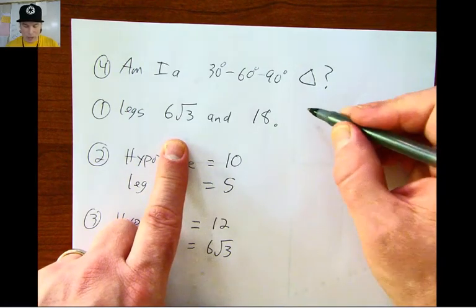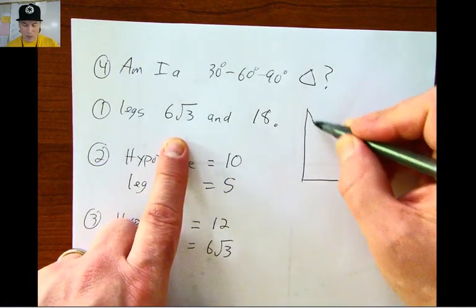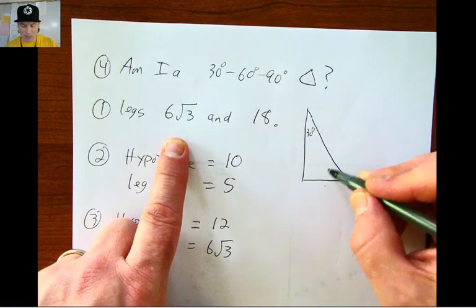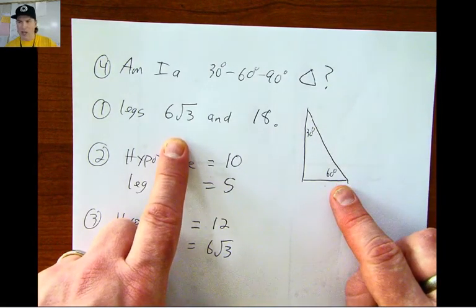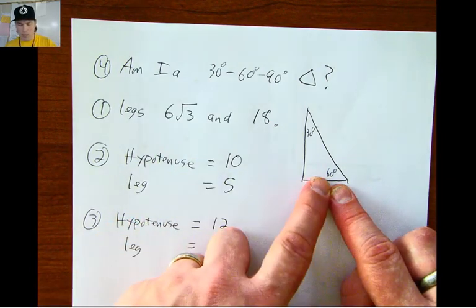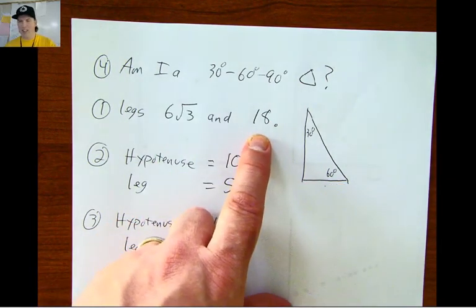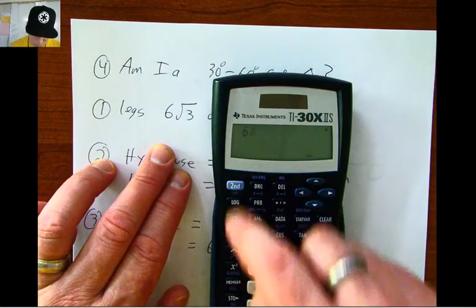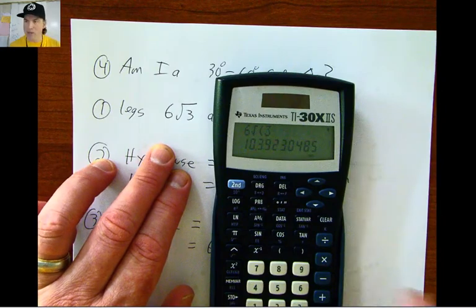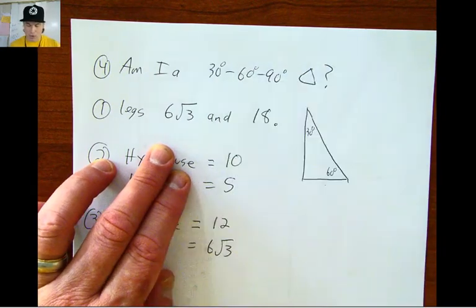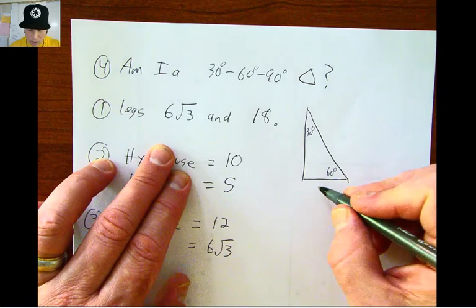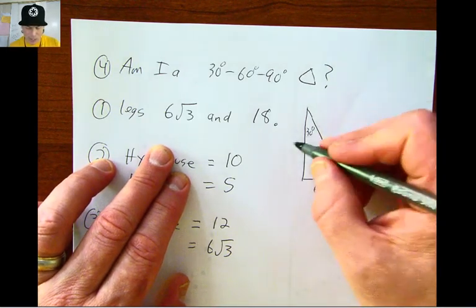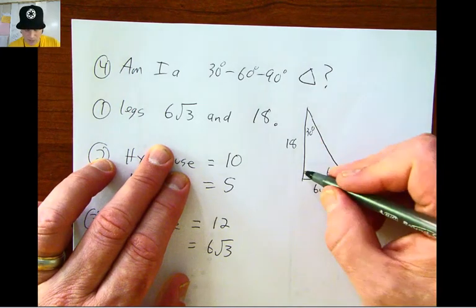Now the one thing I don't know is which one's supposed to be the 30-degree leg and which one's supposed to be the 60-degree leg. Well, the 60-degree leg will be the bigger number, so I think the bigger number is 18. And if you just want to verify that, 6 root 3, I got 10.39, so definitely shorter. So the 6 root 3 would be opposite the 30, and the 18 would be opposite the 60.